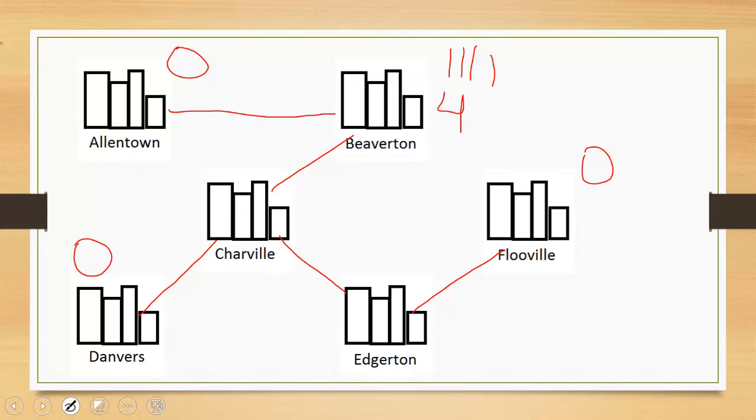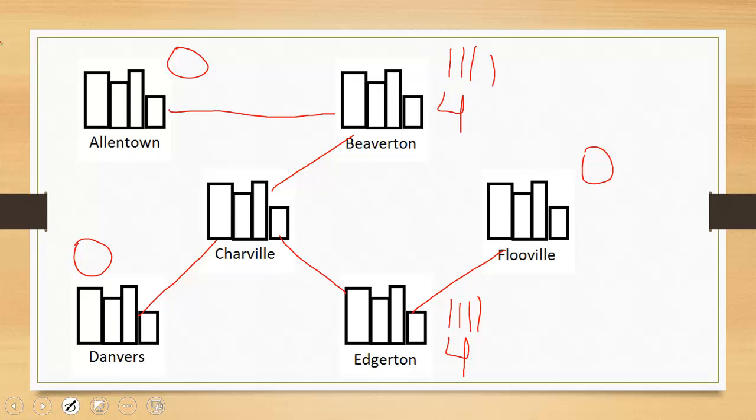What about Edgerton? Well, let's see. From Fluville to Edgerton to Charville is one route, one set of roads along which Edgerton is in the middle. Fluville to Edgerton to Charville to Danvers. That's another trade route for which the goods have to pass through Edgerton, making Edgerton important. That's 2. So Fluville to Edgerton to Charville to Beaverton is 3. And Fluville to Edgerton to Charville to Beaverton to Allenton is 4. So again, like Beaverton, Edgerton has a betweenness of 4. Wow. Now what about Charville?